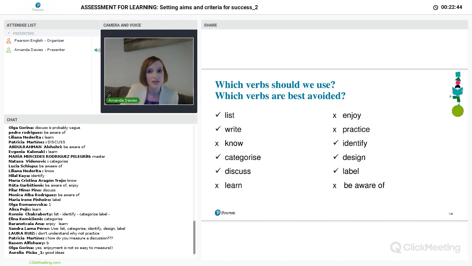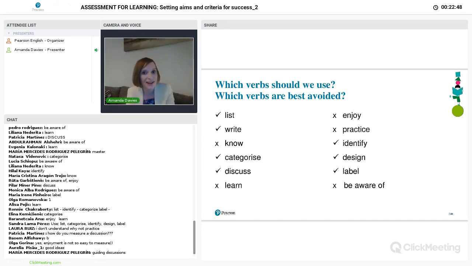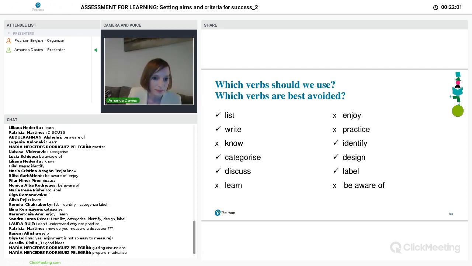Yes, it's tricky to monitor every single discussion if students are working in pairs, but if students can self-reflect and we can monitor carefully, we can still gather some information. But again, you need to choose what works for your students and your context. If you've got a very big group, then maybe measuring a discussion is very challenging.